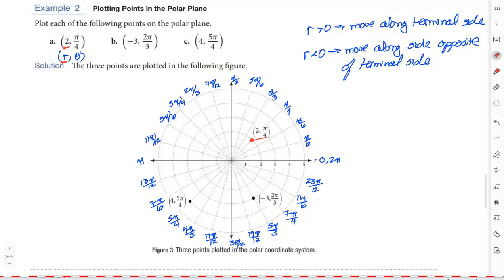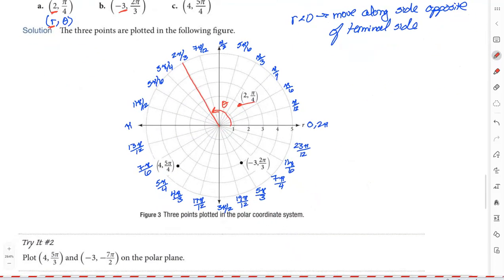So we're going to start by going 2 pi over 3 units. So 2 pi over 3 would be over here. That's in that second quadrant. So here's my theta value, but notice my r is negative here. So what that means is we are going to extend that side out. This would be the terminal side of the angle.